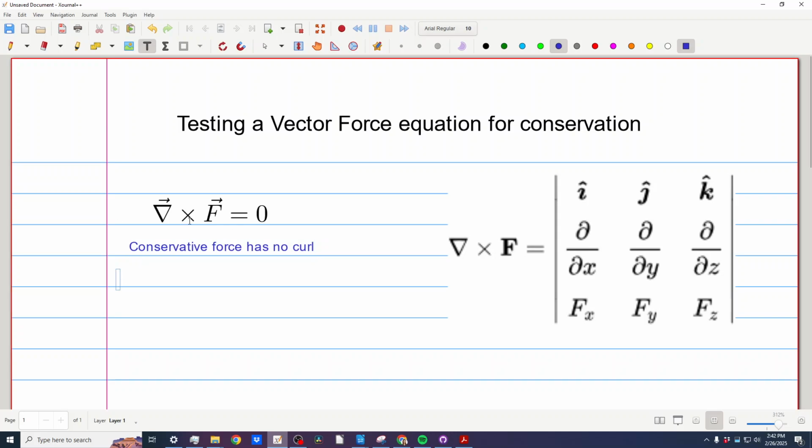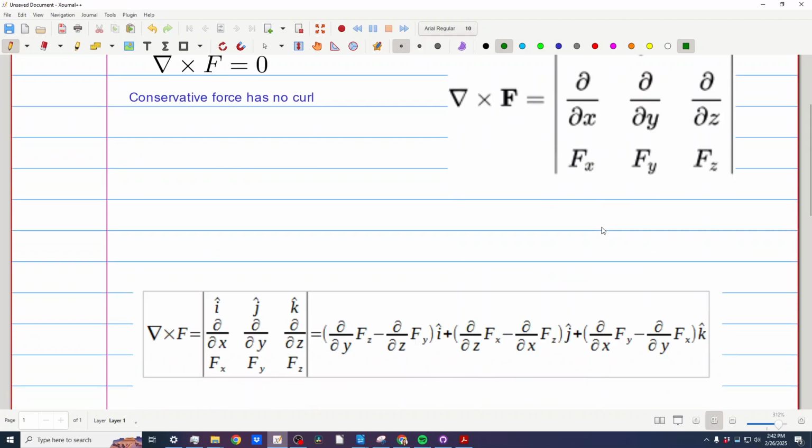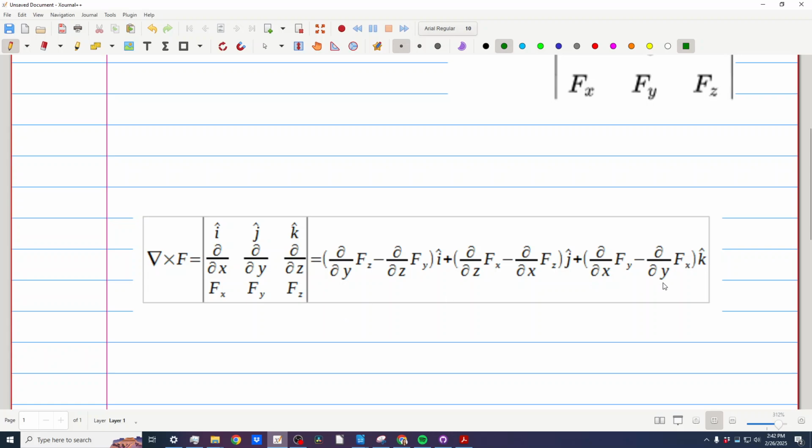Now, mathematically, we write that this way in terms of being able to show that we've got an overall curl of 0. So this is a particular vector calculus formula, which you can look at by writing out the determinant of this matrix. Or if we actually go through and do the multiplication, we can write it out as this series of terms. So we're taking the individual components of the force.